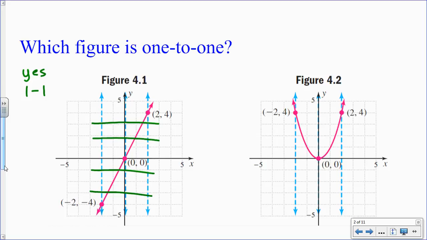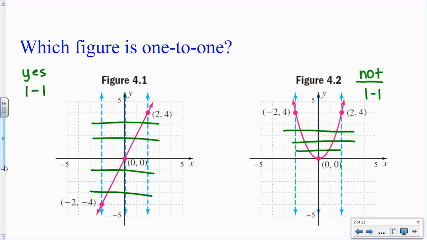Okay, here, this red is quadratic. Okay, well, quadratics are functions. It would pass the vertical line test. But does it pass the horizontal line test? No. So even though it's a function, it is not one-to-one. So not every function is one-to-one.